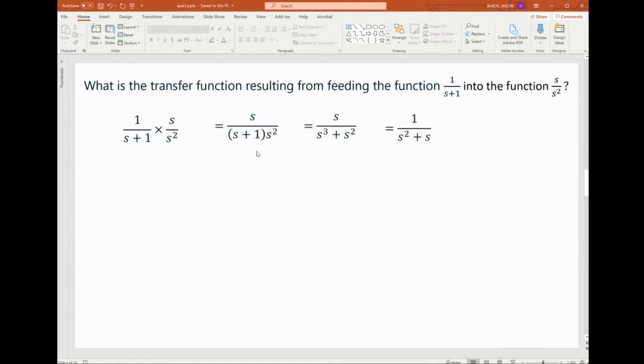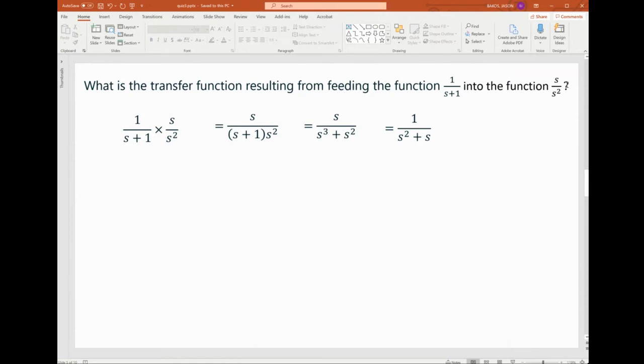Okay, what is the next question? What is the transfer function resulting from feeding the function 1 over s plus 1 into function s over s squared? Now this is probably a little bit sloppy terminology. I should have said feeding the output of transfer function 1 over s plus 1 into another transfer function, which is s over s squared.